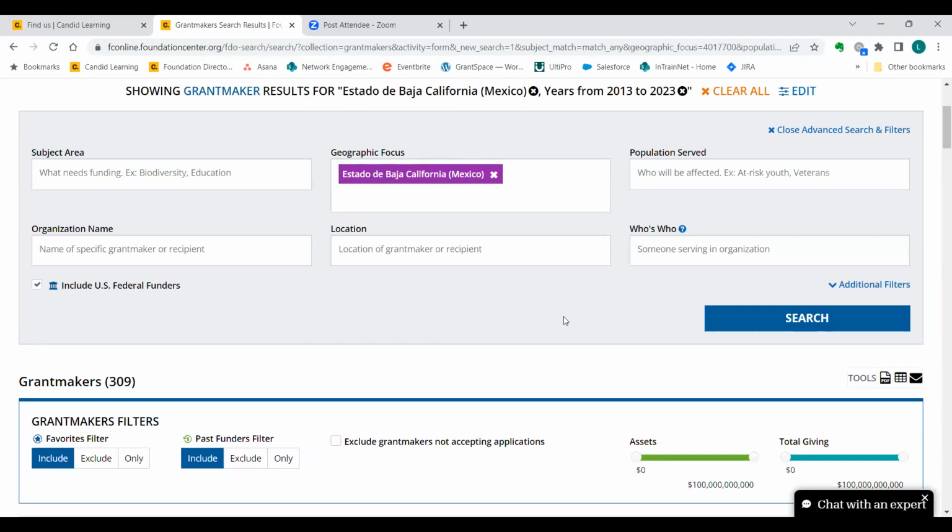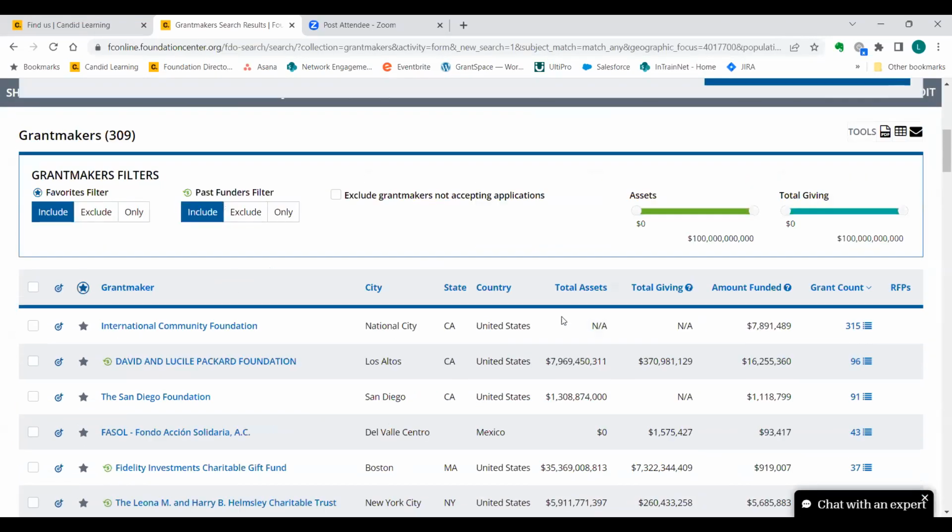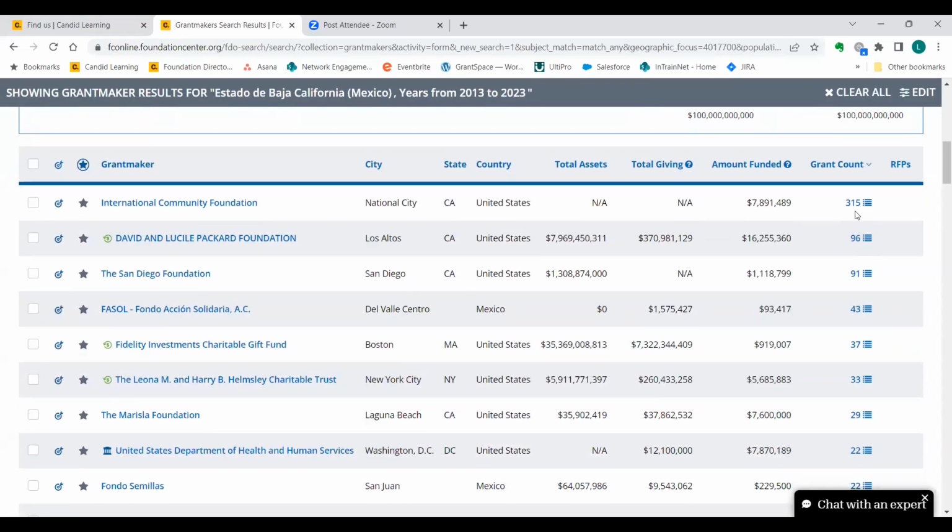Now, the other thing I wanted to note: all of these organizations are organized by grant count. So if you look over here on the right, it shows you which grantmakers are most active in this area. So this is an example of what I mean by an indirect funder. International Community Foundation actually is also one of our partners, and they do make grants to organizations in Mexico. So they raise money in the US, they get grant money, and then they in turn re-grant it to other organizations.